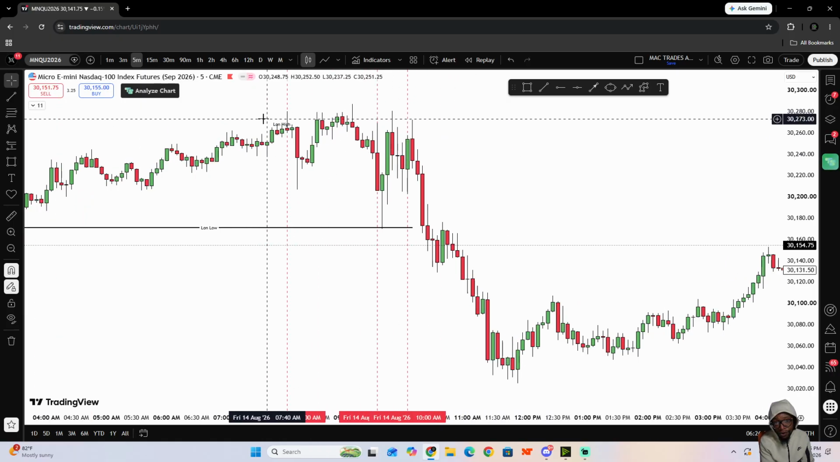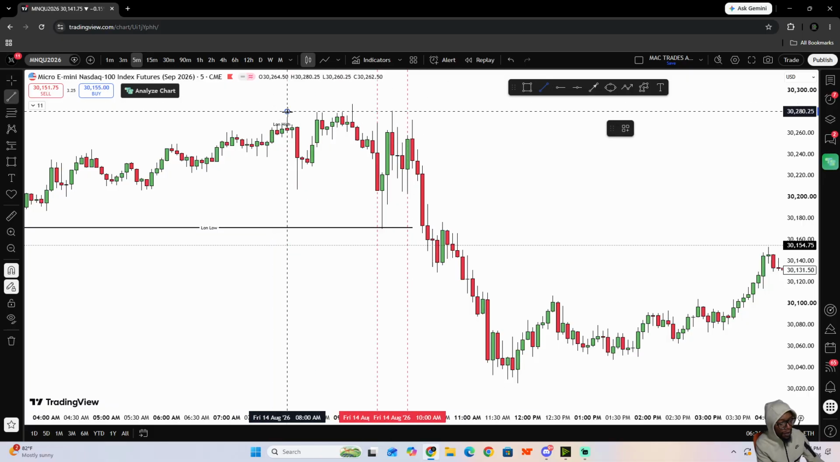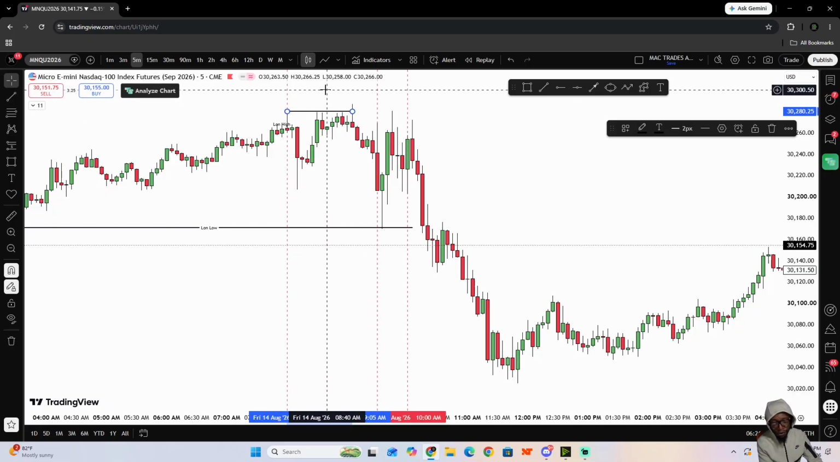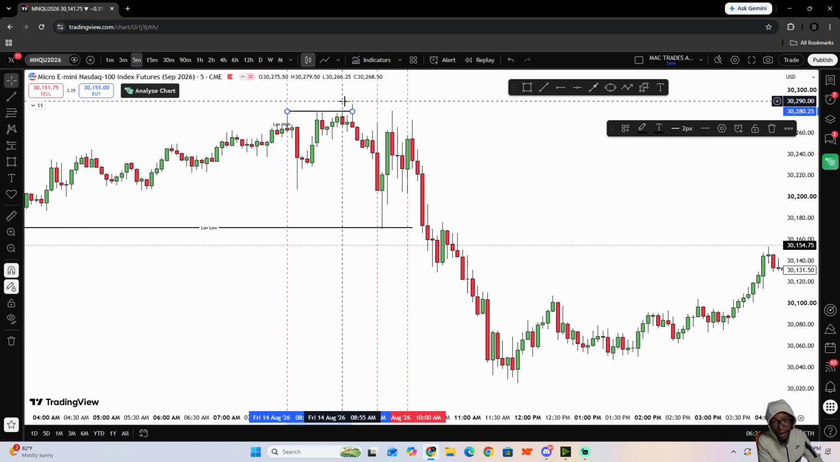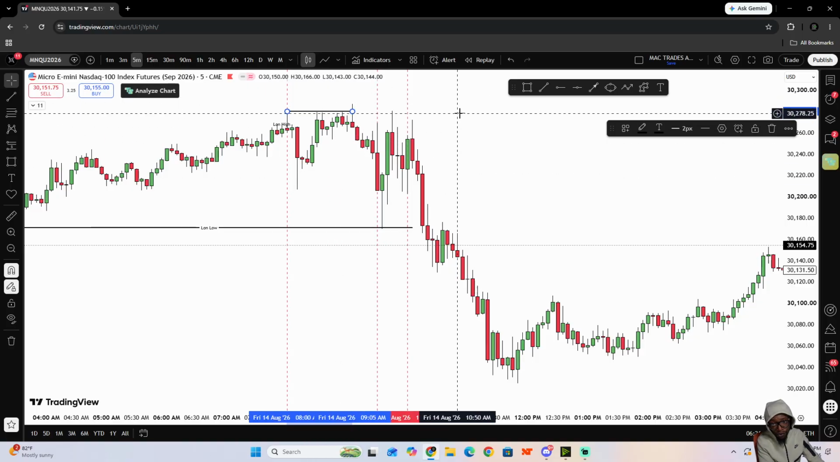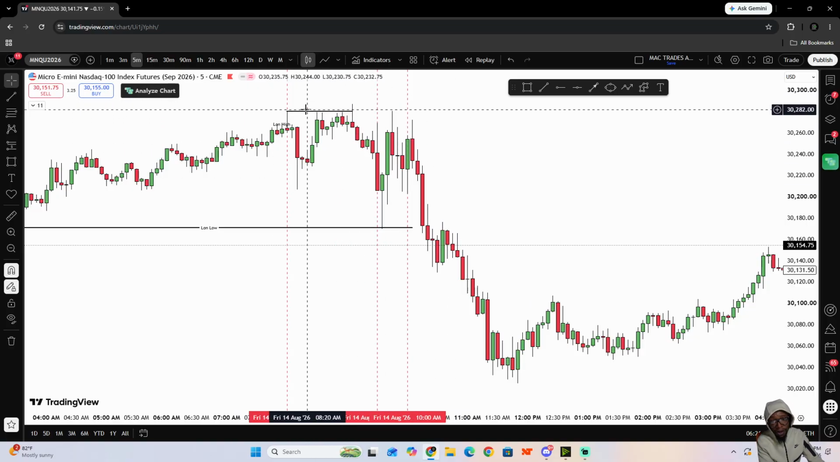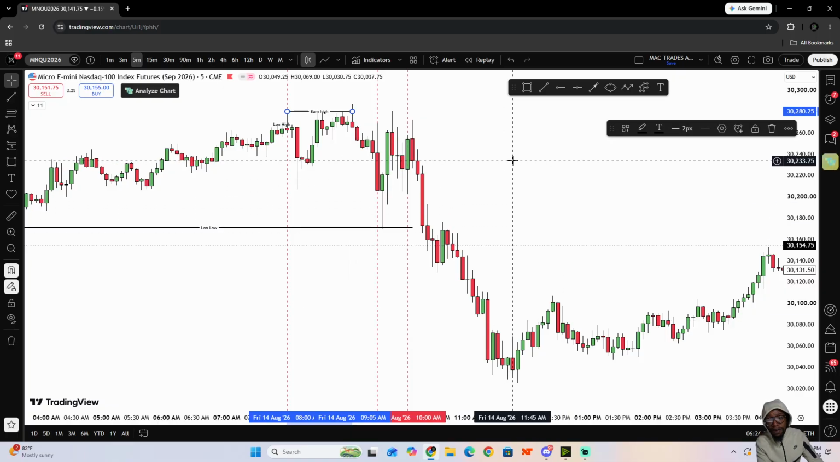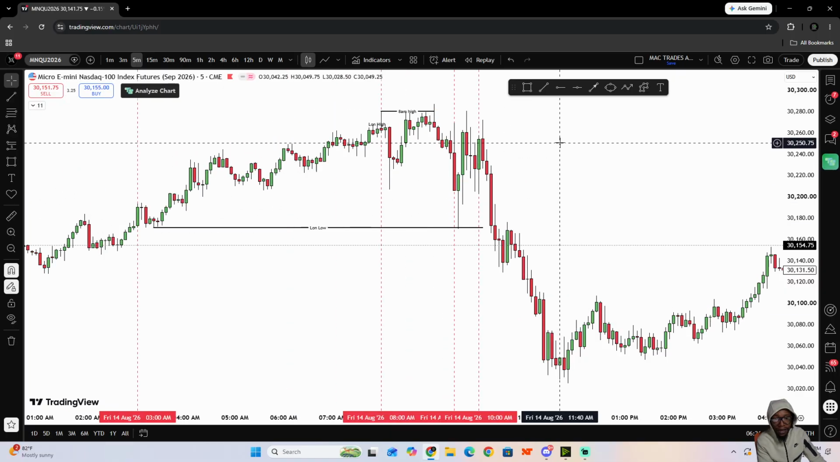Another level that I do like to mark off is the 8 o'clock high and the 8 o'clock low. That's a 1-hour candlestick also, and we could potentially sweep a high and reverse back down to sweep lows, right? So I'll label this 8 o'clock high, 8 a.m.'s high. And yes, I do this every day. It's the same framework every day.